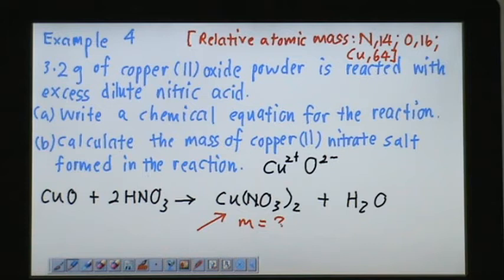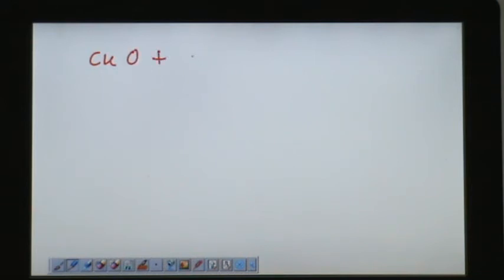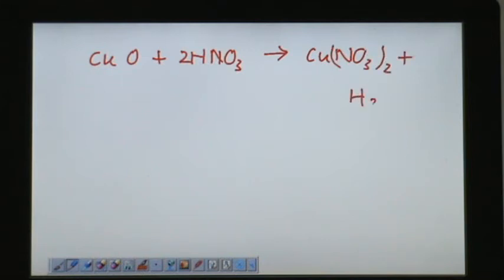The mass of this. What is the other information given? Okay, is it this one? 3.2 gram? Yes. Copper oxide, 3.2 gram. Because of the constraint of space, let's go into another page. So what happened just now was this: CuO plus HNO3, which is actually 2 here, you get Cu(NO3)2 plus H2O. So here, is it 3.2?